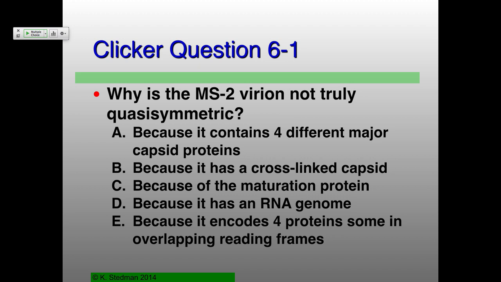Why is the MS2 virion not truly quasi-symmetric? Because it contains four different major capsid proteins, because it's a cross-linked capsid, because it has a maturation protein, because it has an RNA genome, or because it encodes four proteins, some in overlapping reading frames.